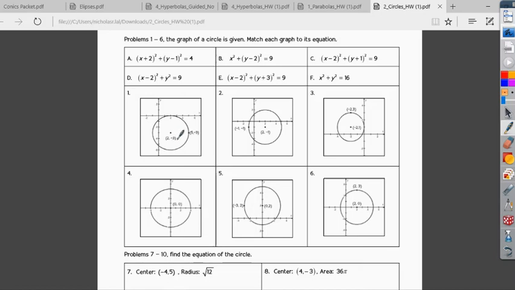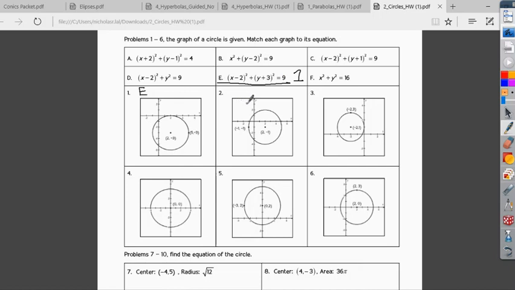So that means the equation, regardless of the radius, I know it's going to be x minus 2 squared plus y plus 3. So x minus 2, y plus 3. The only possible equation that fits that characteristic for the center is going to be e. So 1 is associated with e, and e is associated with 1. Also, you can see the radius is 3, and 3 squared is 9.